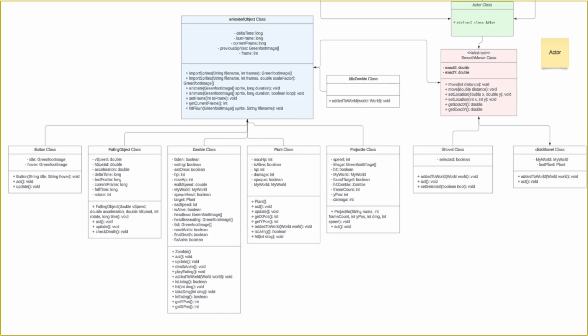As you can see here, the animated object class spreads out into a lot of classes, like the projectile class, which handles the shots fired by the plants and includes attributes like speed and damage, with methods for movement and hitting targets. And the abstract smooth mover class provides capabilities to import and manage sprite frames.